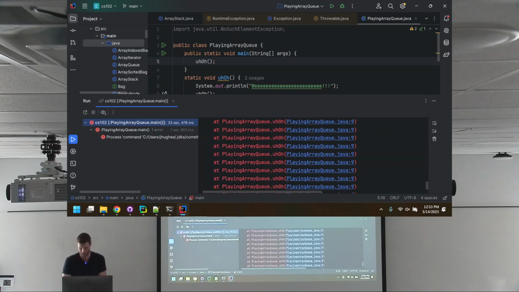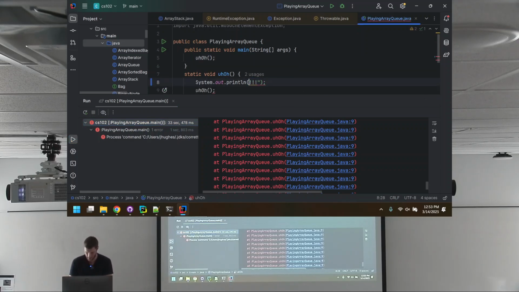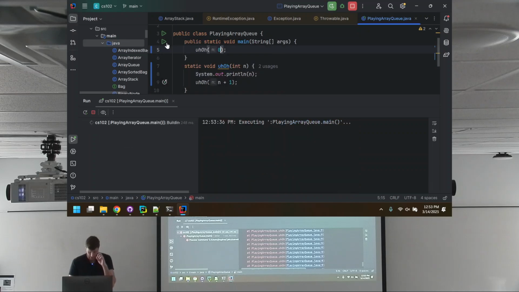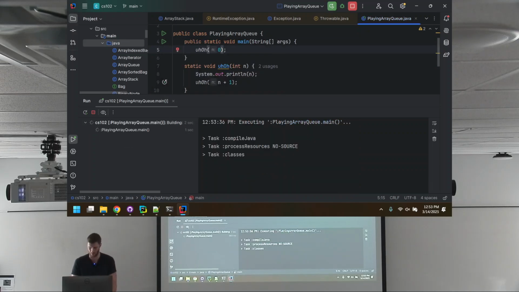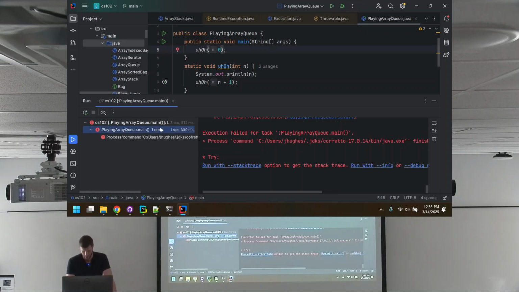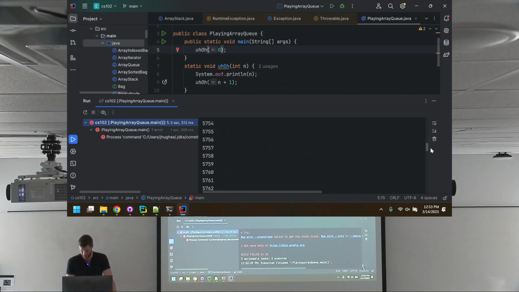We can change this slightly to be n, and then n plus 1, int n. And let's start with 0, right? So now if we run it, it'll do something a little different. It'll start with 0, and, well, there we go. Whoa. Well, it compiled. It was happy.